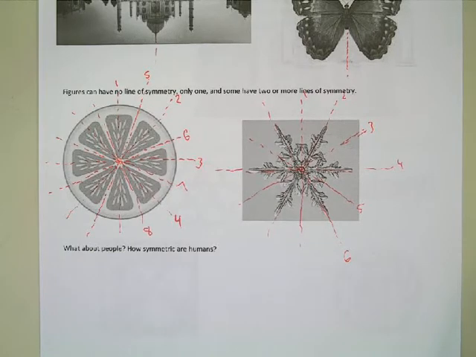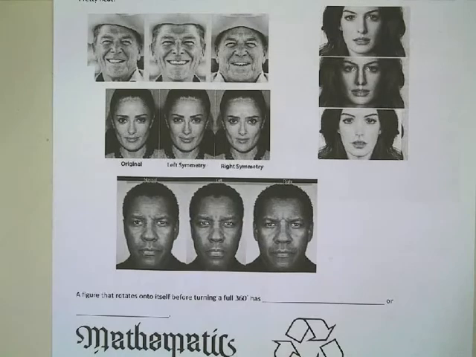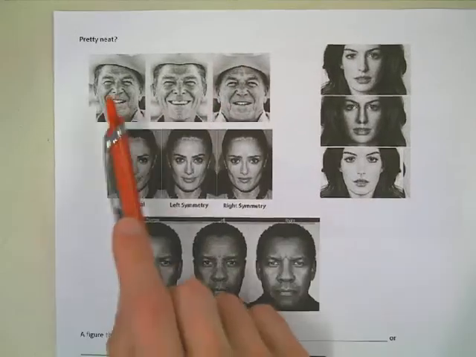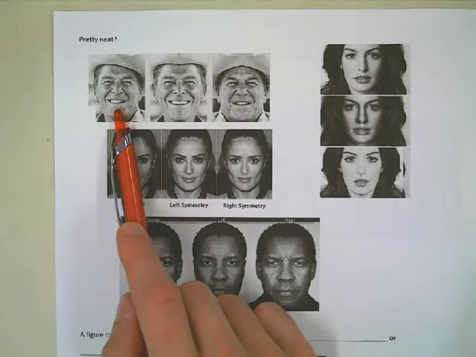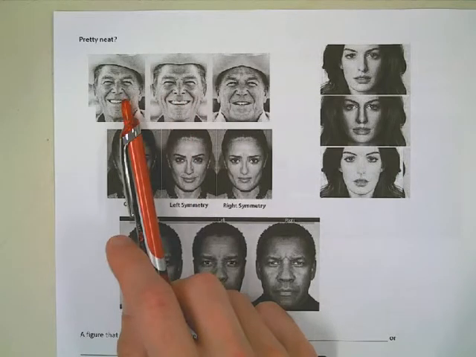So, what about people? How symmetric are humans? It turns out, if you flip the paper over there, people have actually used computer programs like Photoshop to look at the symmetry of people's faces, specifically celebrities, I guess. Okay, so you can see up here, this is Ronald Reagan. The original photo is here on the left. And then this middle photo, that's his left side of his face, reflected.